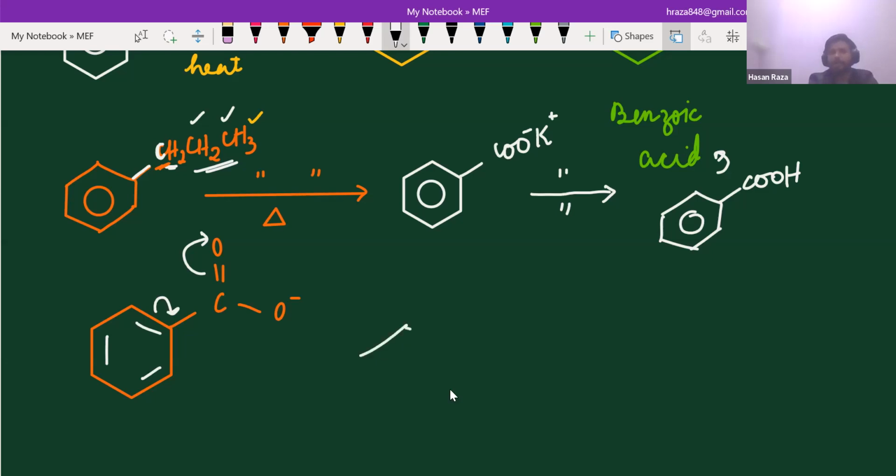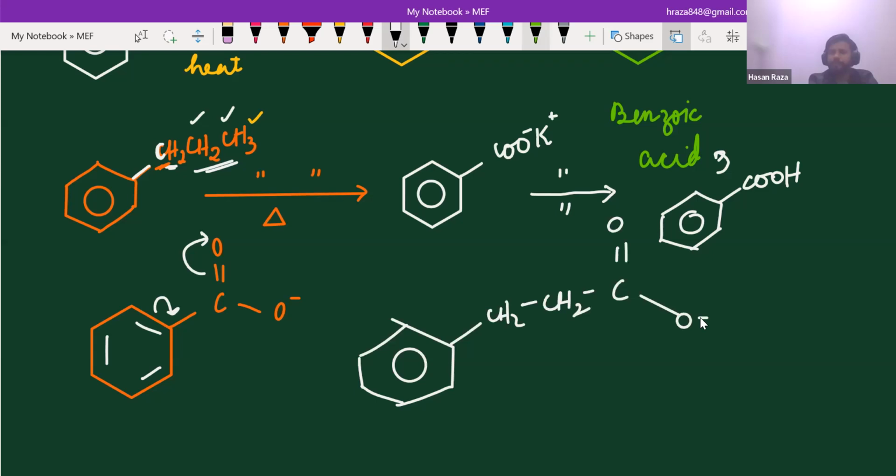If we oxidize the middle carbon or the last carbon, there will be resonance, but only in this part. But here, there will be resonance in this part as well as this part. So due to the resonating structure, this is more stable. That's why we always oxidize the carbon which is directly attached to the benzene.